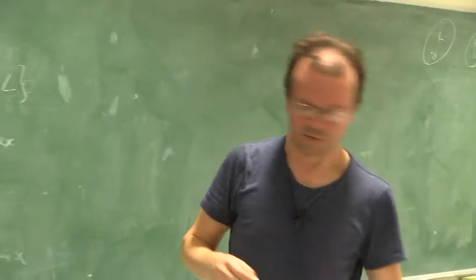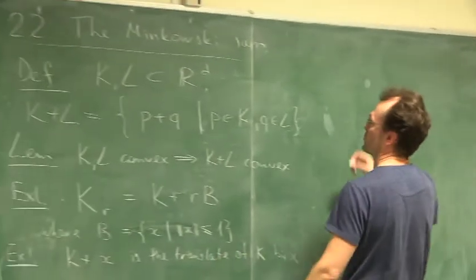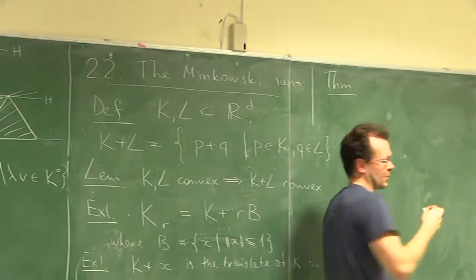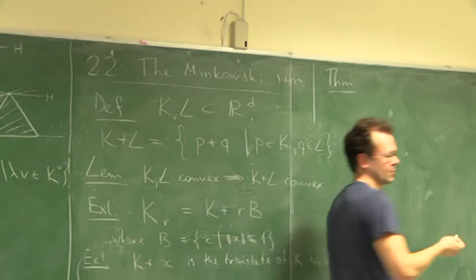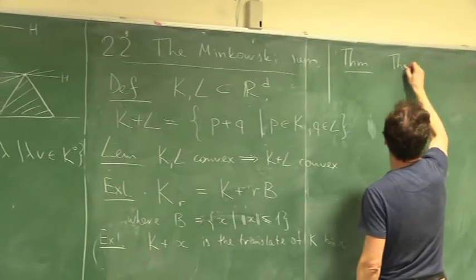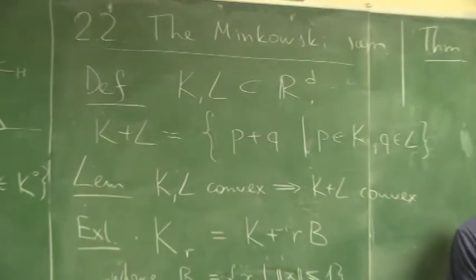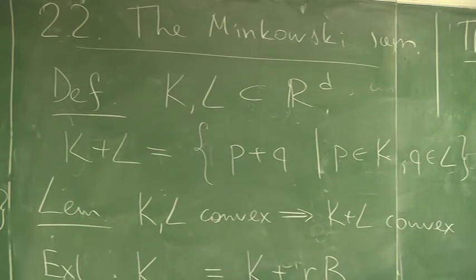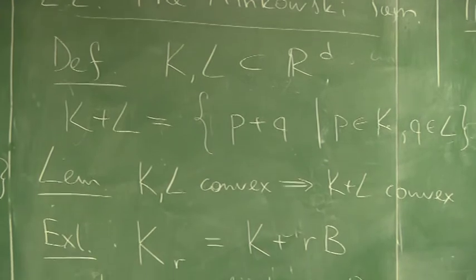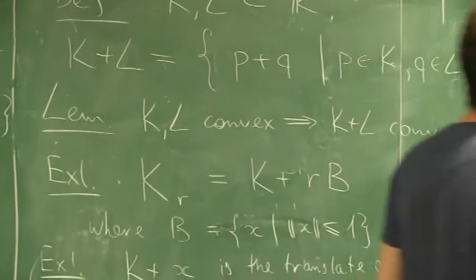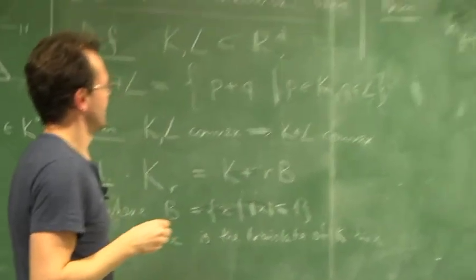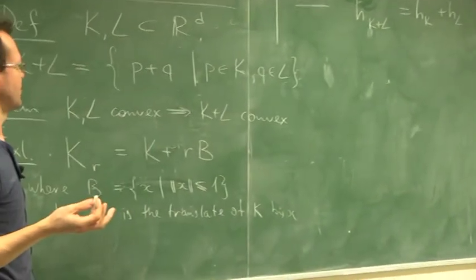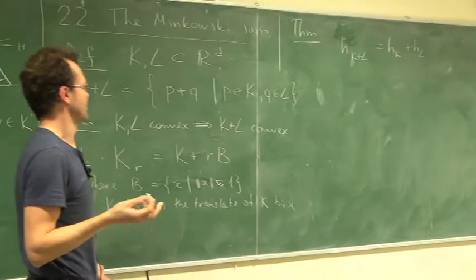And here is the most important fact about the Minkowski sum. The support function of the Minkowski sum is the sum of the support functions. That is, h of K plus L is equal to h_K plus h_L. And this is, in fact, a simple theorem. So again, one has to maximize, right?